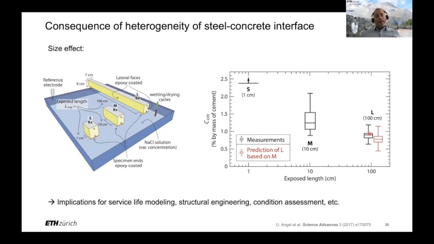And of course, that finding has direct implications for service life modeling, for structural engineering, for condition assessment, and so forth, because the critical question that comes up here is, which size do we have to use in service life modeling? To answer these questions, there is certainly a need to link chloride-induced corrosion to structural engineering, because the dimensions of a structural member and the distributions of stresses and loads within that structural member play a role in deciding on the size that needs to be considered in service life modeling or in condition assessment.